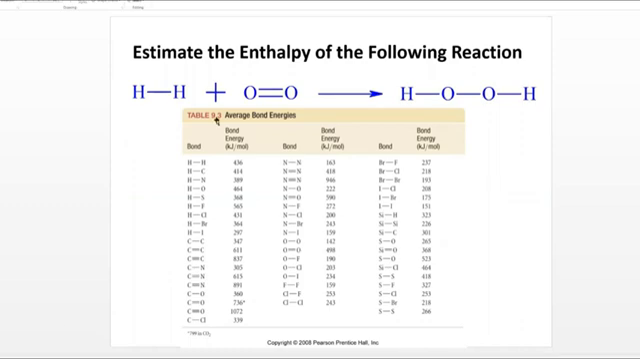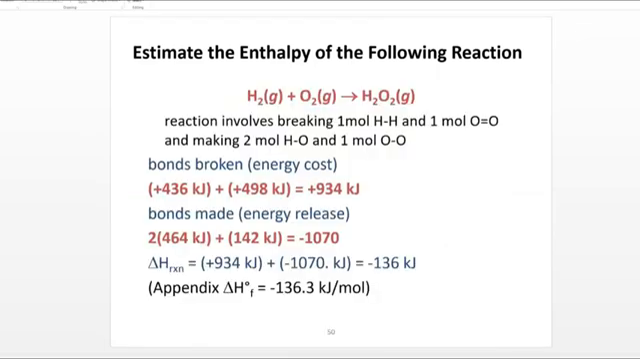So for this case of H2 plus O2 equals HOOH, what we can do is take the bonds broken, which is HH of 436, plus an O double bond O, which according to the table is 498. Add those together, subtract 2 HO bonds, so HO is 464 times 2, plus an OO single bond, which is 142. Make that subtraction, and you will get your answer.